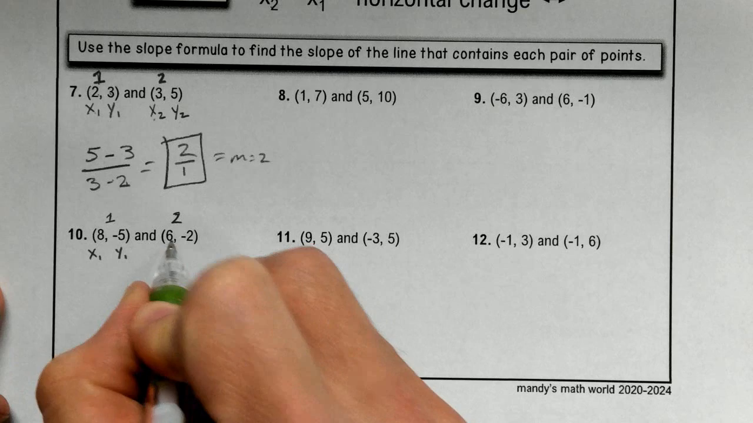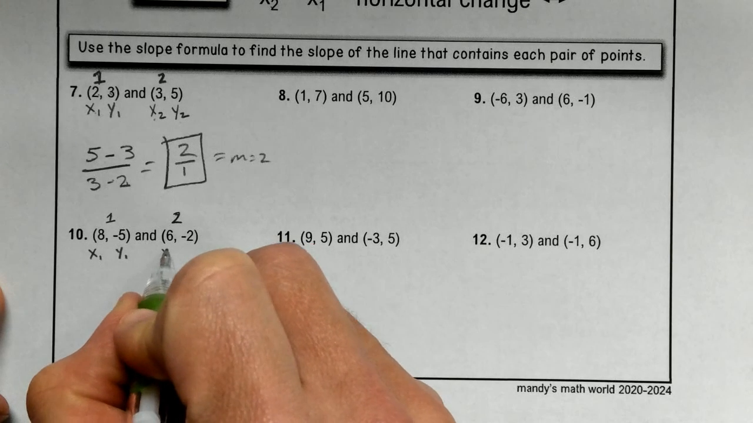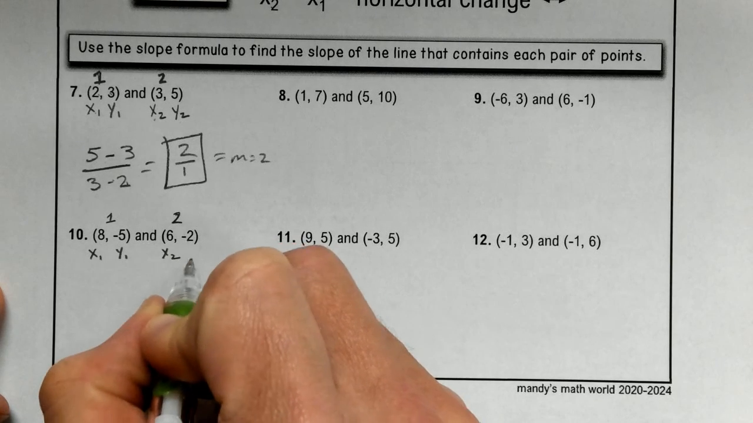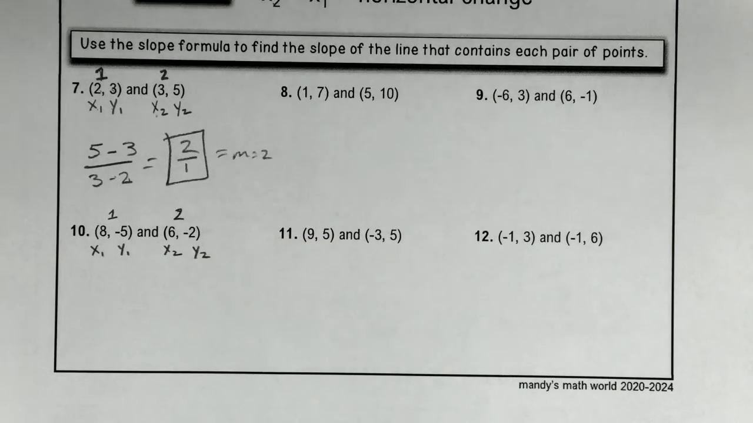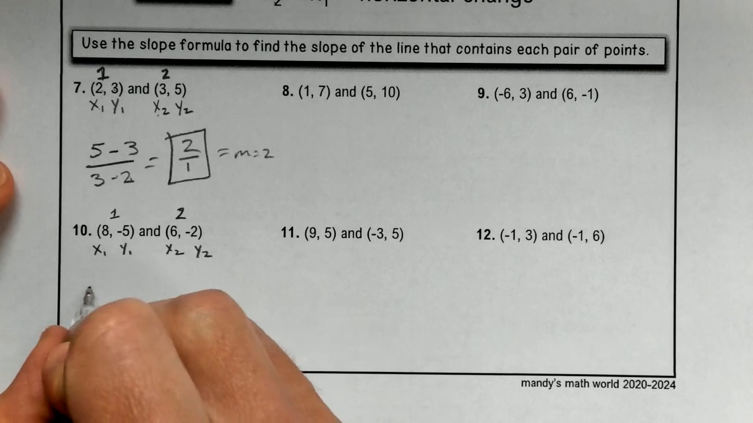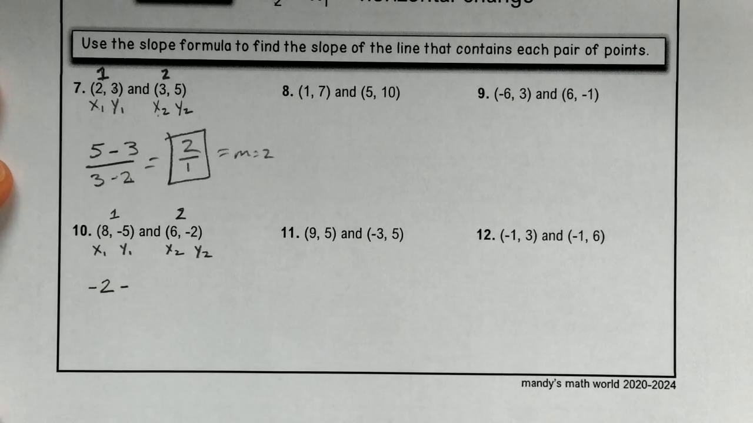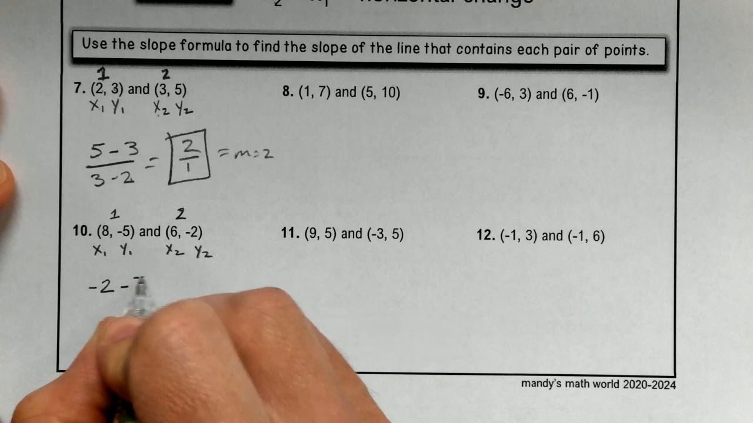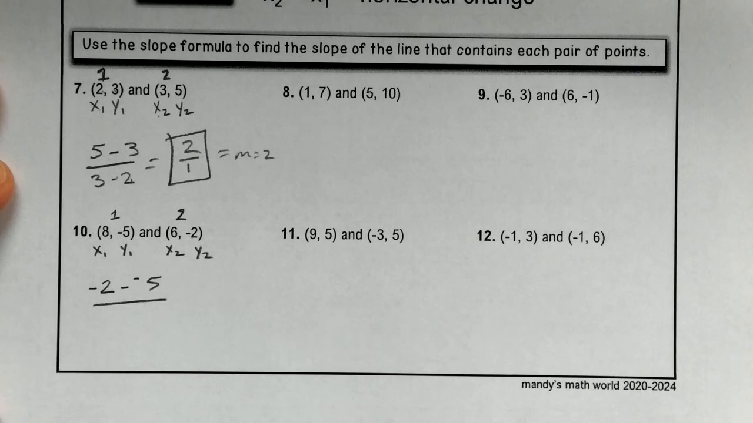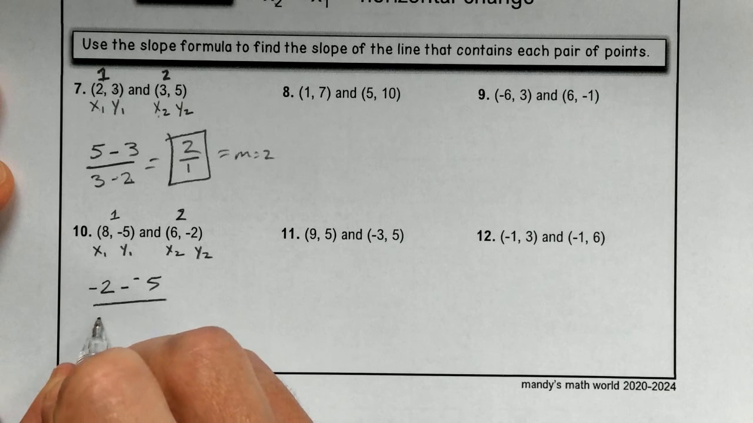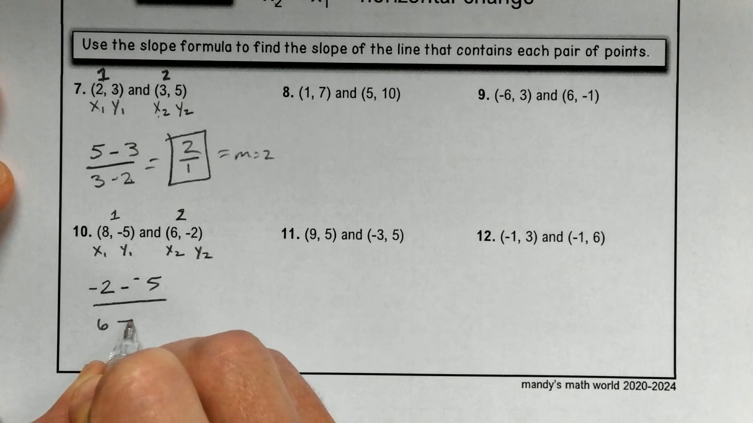What about this 6? That's x2. And then negative 2? Y2. All right, so help me out. Let's plug into my formula. You're going to put the y over the x, so you're going to start with y2, which is negative 2. Fantastic. Minus negative 5 over 6 plus 8, minus 8.